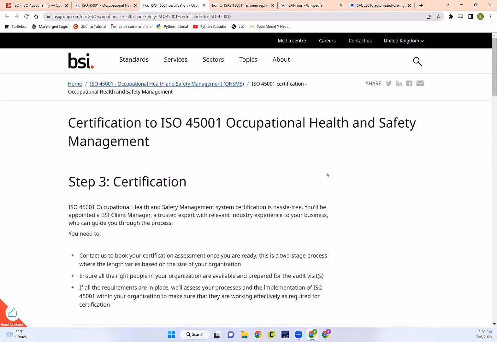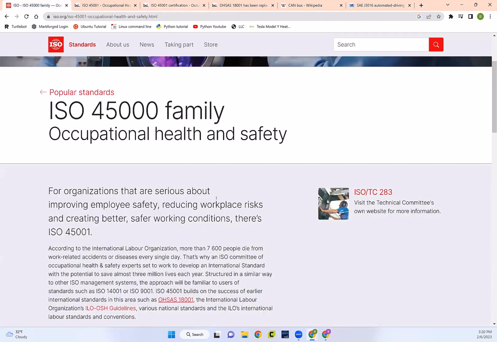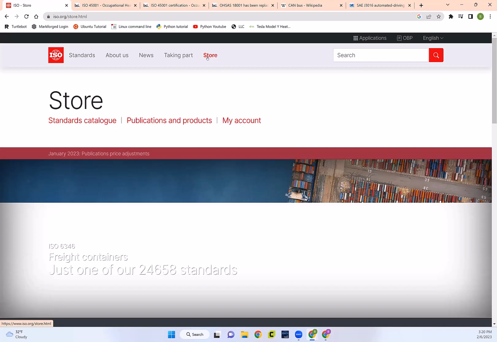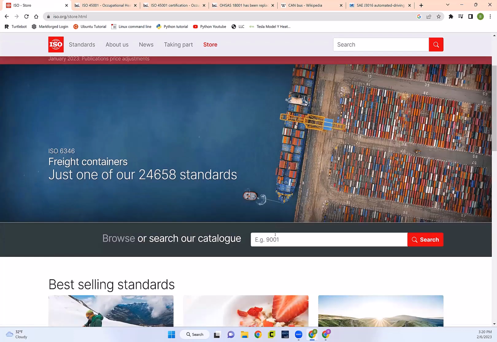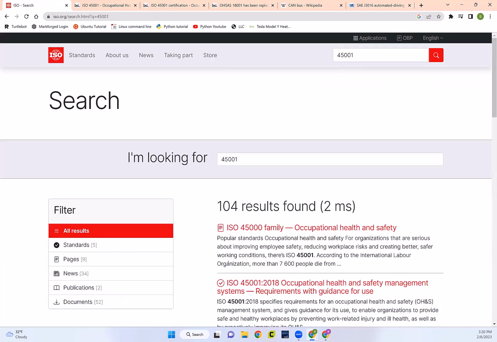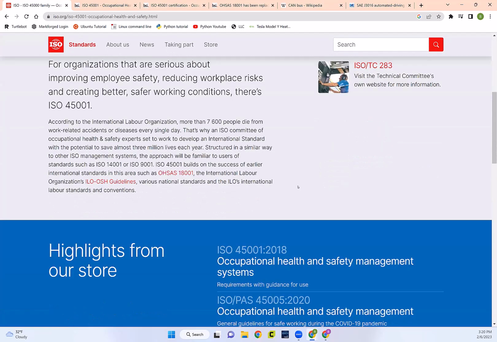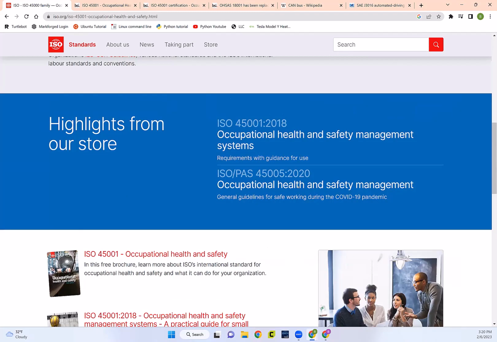I found that kind of interesting, looking at ISO's group: what do I do to purchase that? To review or purchase a standard, you first go to the ISO store and search for it. It'll come up in the search results. And then, how do I purchase it?